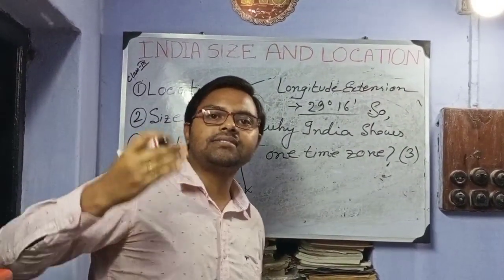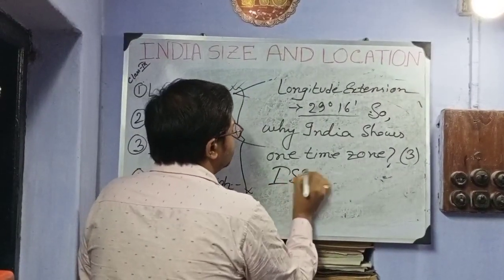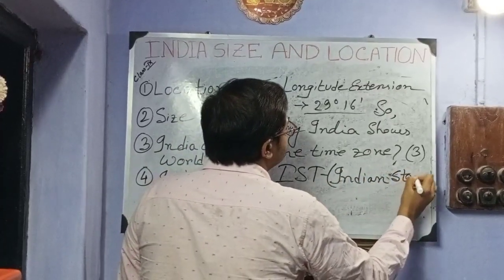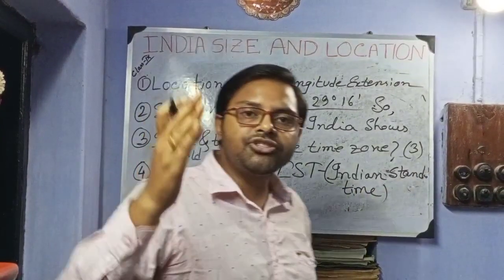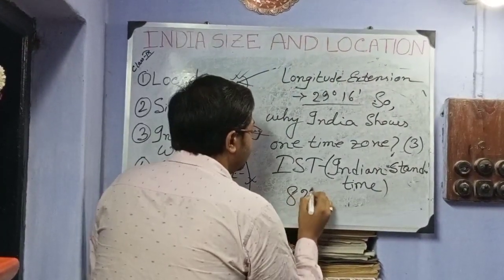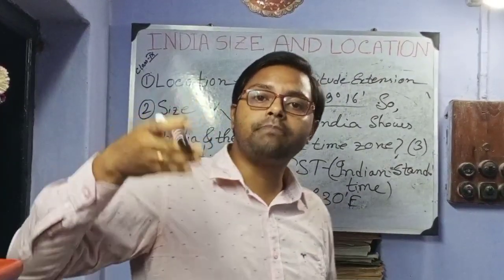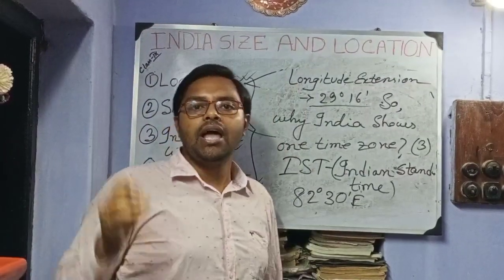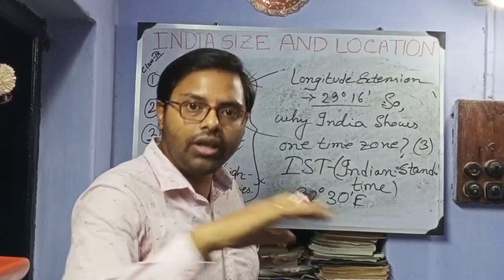Because India has taken Indian Standard Time, that is IST, taking an imaginary line as the middle of longitudes, that is 82 degrees 30 minutes east longitude, which passes through Mirzapur near Allahabad in India. That is the middle position of India, and this longitudinal time has been taken as a unique time for the whole of India.